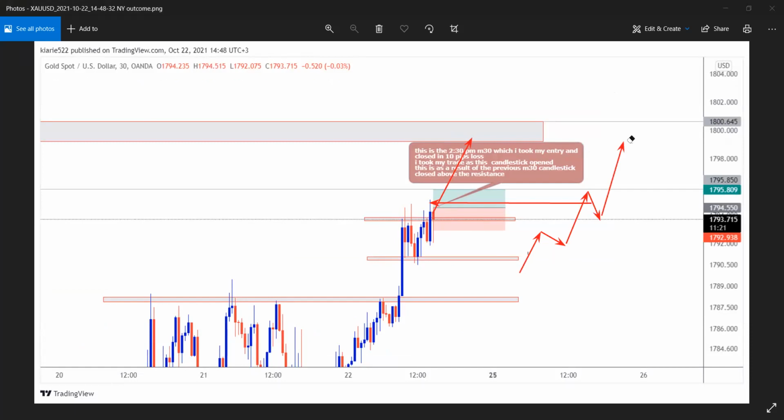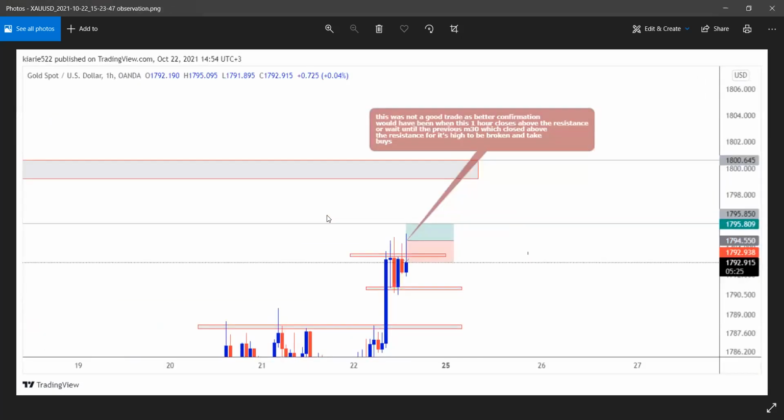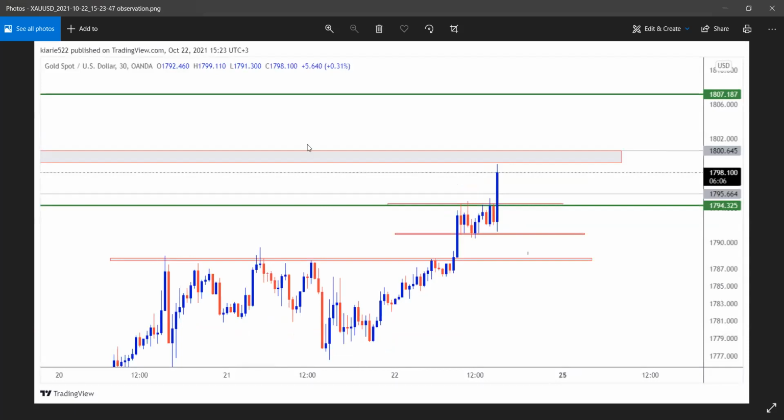But it didn't break that high. Price ili pull back na nika close my position in loss. So, and later, price ili hit my target. This is the trade I took.